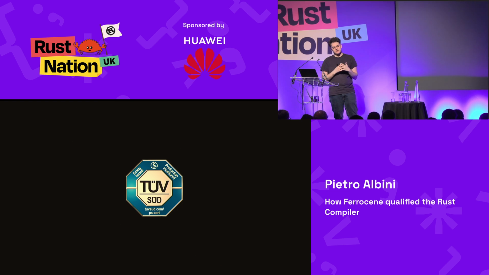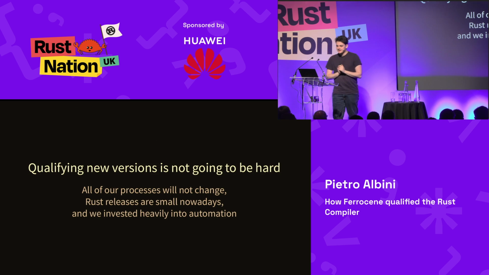We had a few review cycles where they gave some feedback, we fixed it, and so on until it was good for them. And they gave us the shiny stamp that we can now use in conference talks, for example. And we were very careful to make sure that qualifying new versions of RC is not going to be hard.